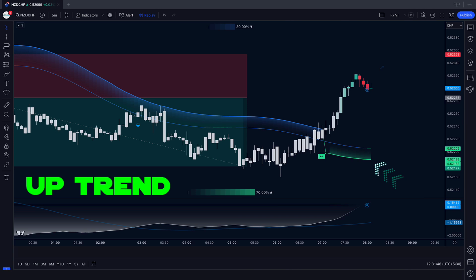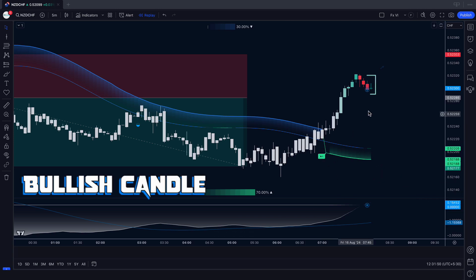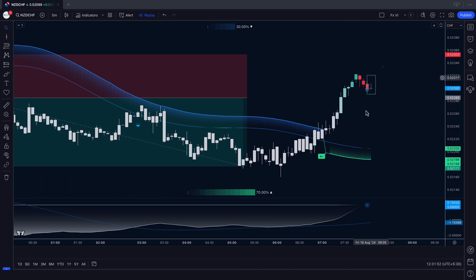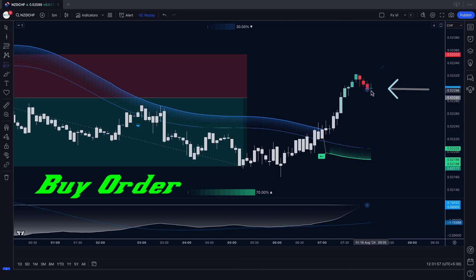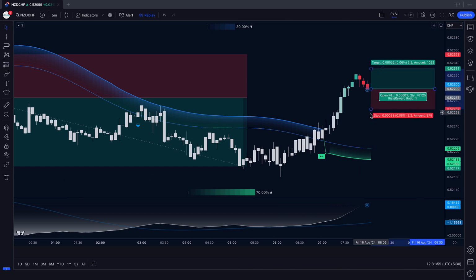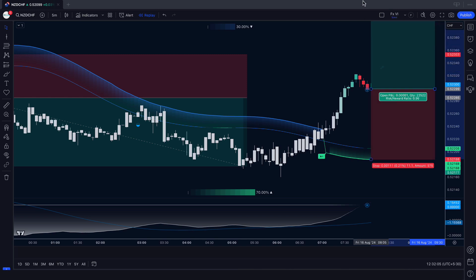The volatility Gaussian bands indicator gives us uptrend signals. The market has made bullish candles to give confirmation. And the regression line of the regression indicator is above the zero line. All these conditions are met, so we will place a buy order. Our stop loss will be placed at the lower level of the volatility Gaussian bands indicator, and the risk to reward ratio will be 1:1.5.